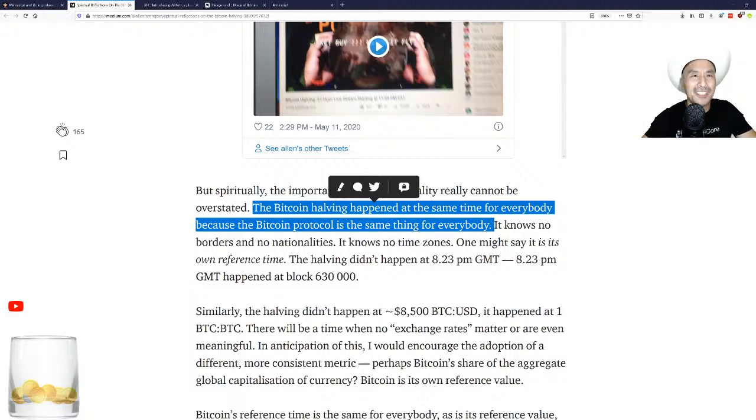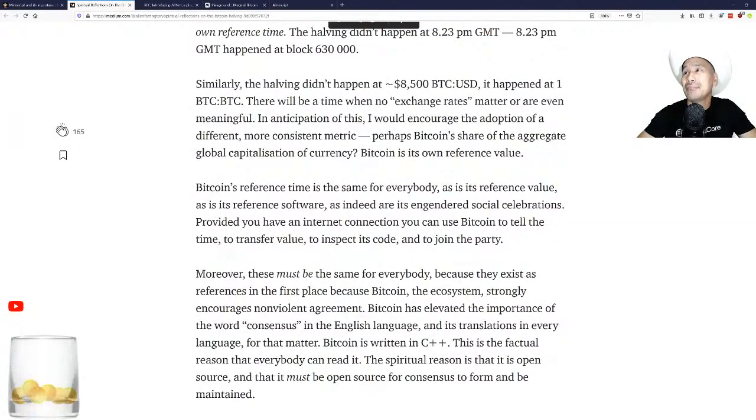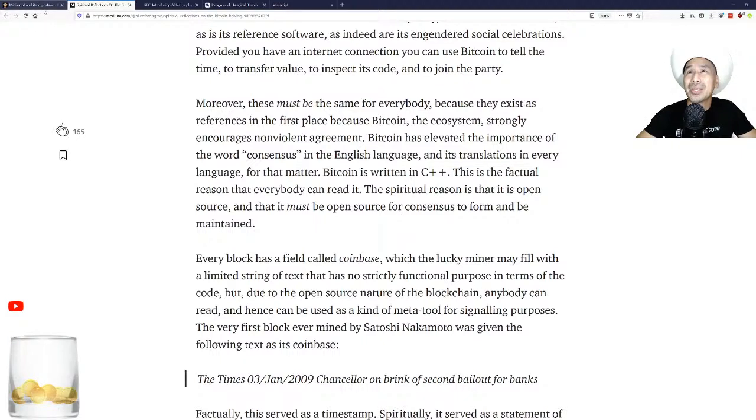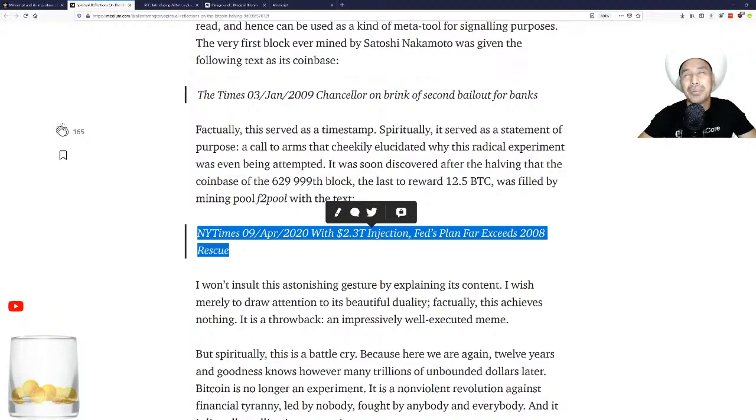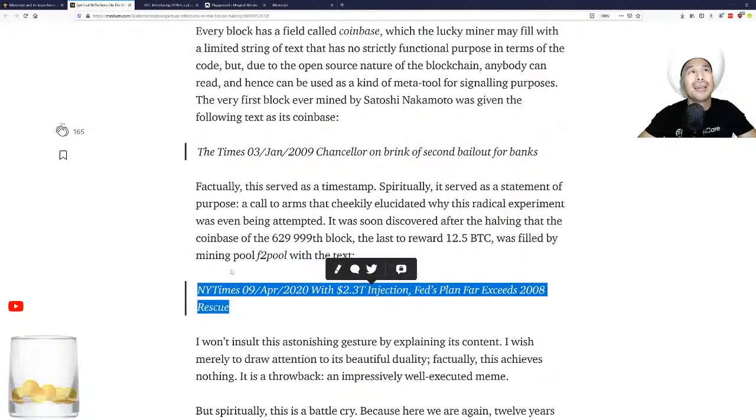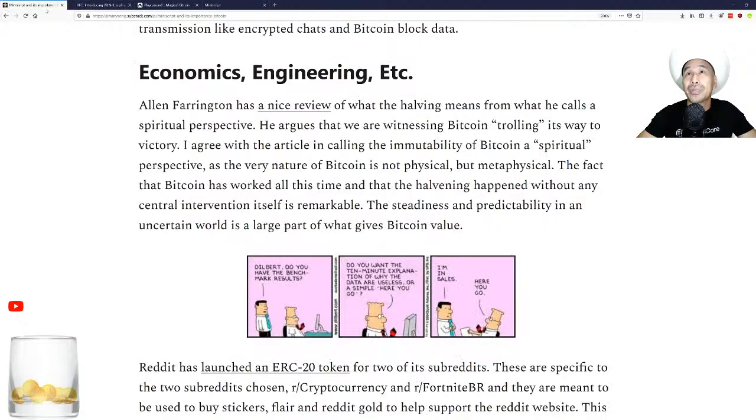It has this sort of metaphysical reality to it that's separate from pretty much everything else, which has a very physical component. And that's the argument here, that Bitcoin really is metaphysical, and being metaphysical, it has a spiritual significance. This thing in block 629999, "Fed's plan far exceeds 2008 rescue." So it's a way of rebelling in the metaphysical realm, and I think it can be fairly argued that is in itself the spiritual realm as well.